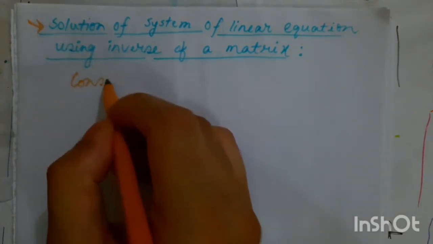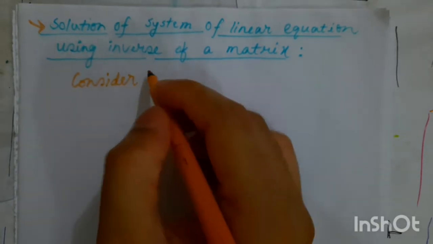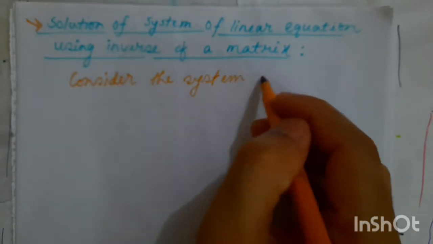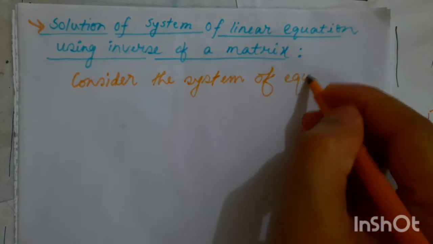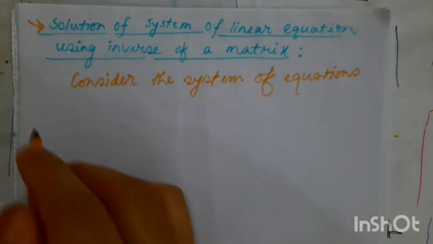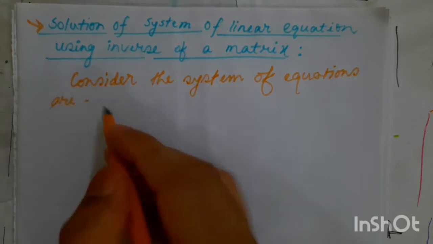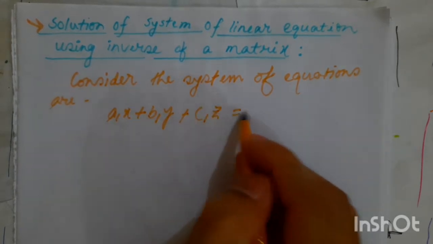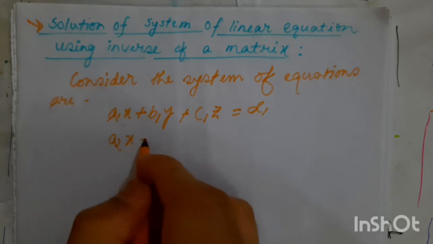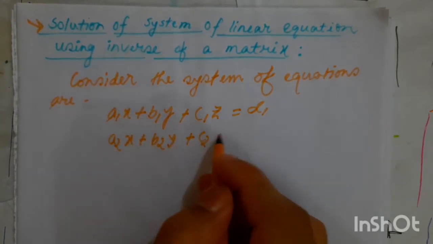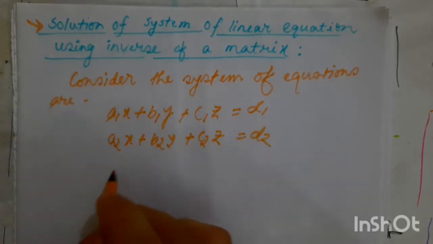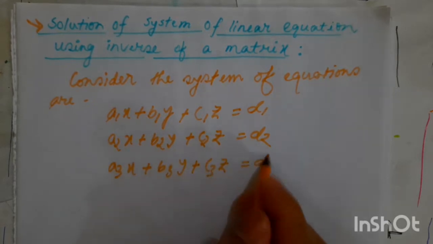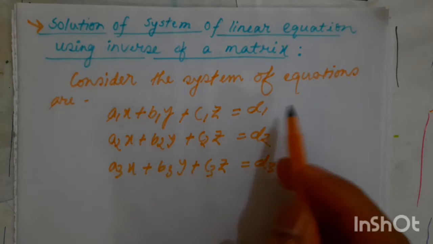Now consider the system of equations: a1x plus b1y plus c1z equal to d1, a2x plus b2y plus c2z equal to d2, a3x plus b3y plus c3z equal to d3. These three are the system of linear equations.